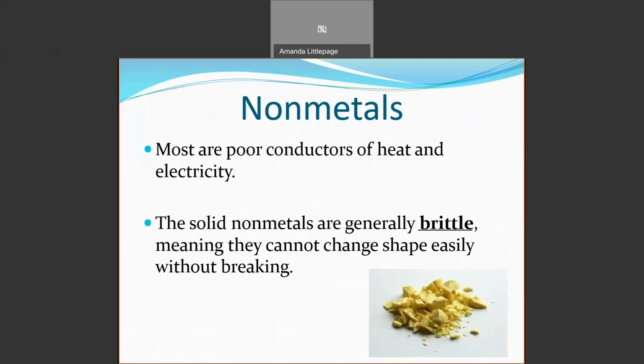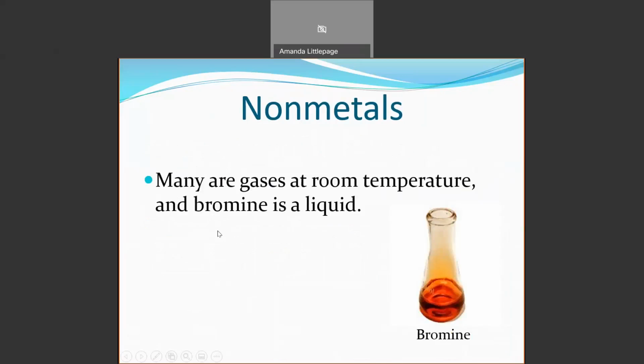Non-metals do not conduct heat or electricity very well. So you're not going to use them in a circuit board. You're not going to use them in a charger. You're not going to use them to transfer heat or electricity. Most of the non-metals are gases at room temperature. Bromine is unique because it is a liquid.